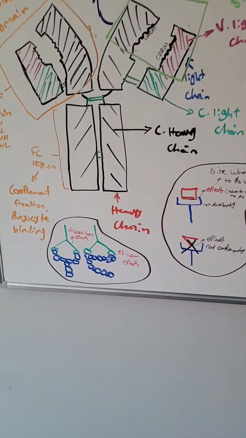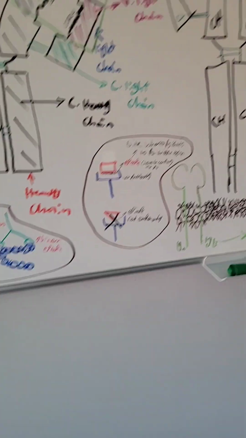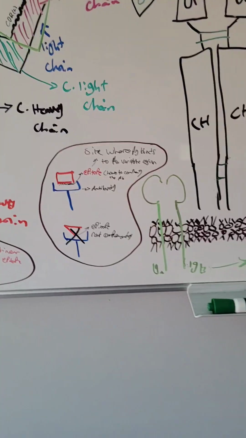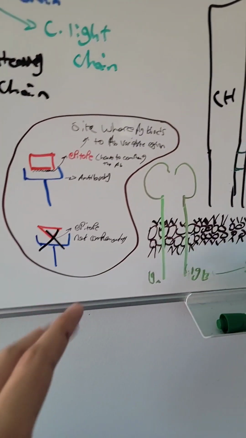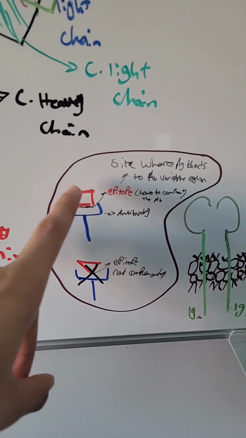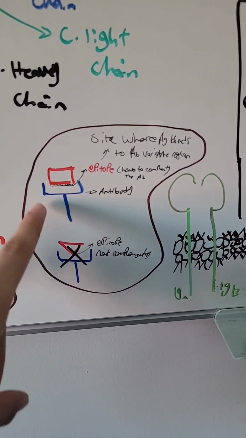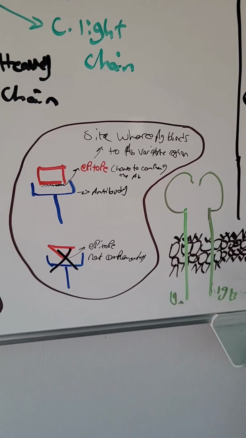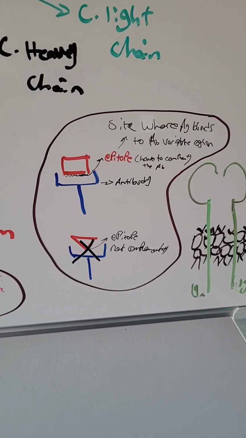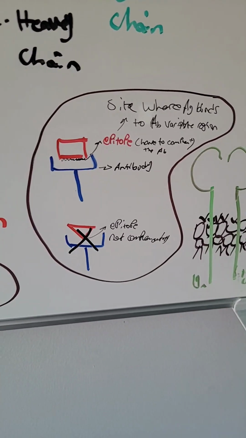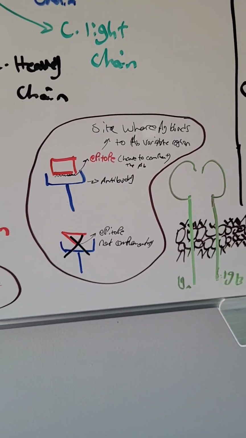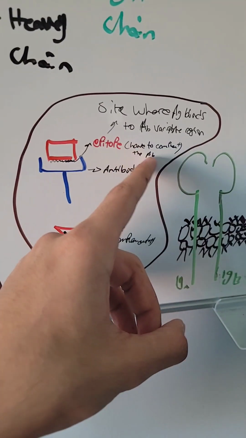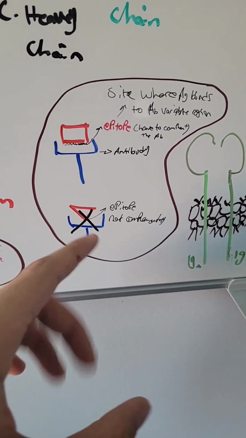Another thing I want you to know. Just the last couple of things, and we're done. You can see this red thing here is the antigen, and this blue thing here is your antibody. The site where the antigen binds to the antibody is known as your epitope, and they have to complement the antibody. If it doesn't complement the antibody, this is not going to work. Right? So I have an example here.